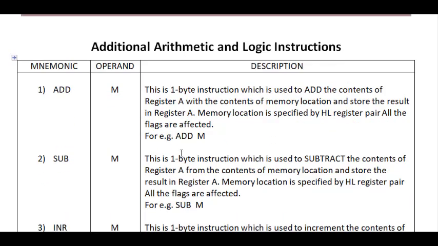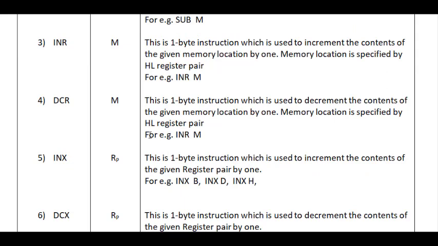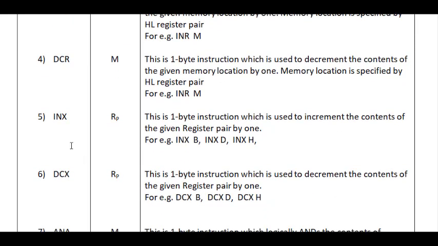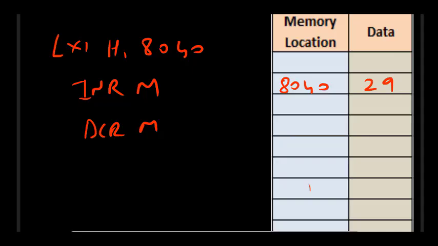Okay, so we will directly do this DCX and INX. So this INX instruction, the full form is increment register pair. Okay, and then DCX, decrement register pair. So let us see what this instruction does. Now with respect to INX RP, increment register pair, there are 4 INX instructions.